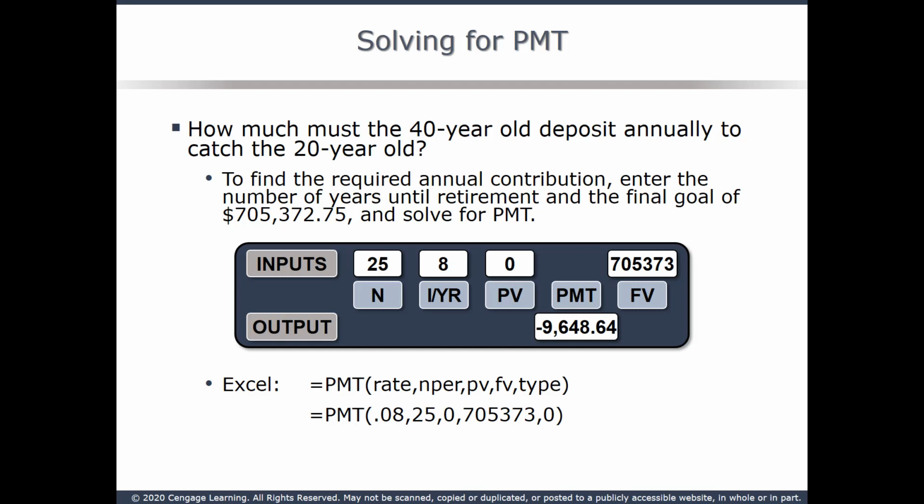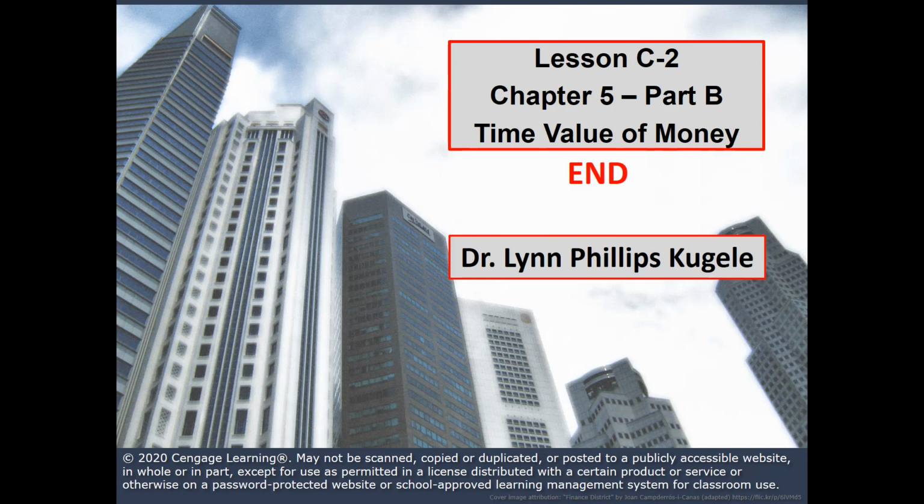N is 25, IY is 8, present value 0, future value $705,373. Compute payment, almost $10,000. So instead of saving $1,825 a year, he needs to save about $10,000. This ends our coverage of annuities. In the third part of Chapter 5, Part C, we finish our introduction to time value of money.